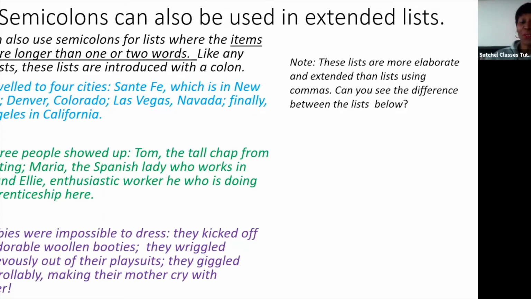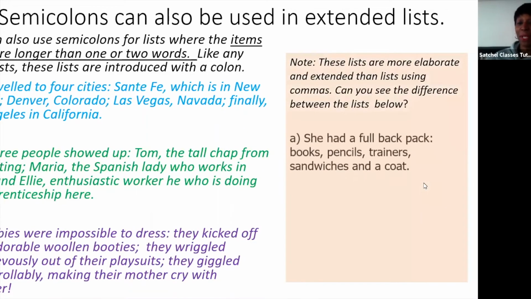They kicked off their adorable woolen booties; they wriggled mischievously out of their play suits; they giggled uncontrollably, making their mother cry with laughter. So again, it's the actions in the list that have been separated. So we're separating places, separating people, separating actions. But we need to note that these lists are more elaborate and extended than lists using commas. So can you see the difference with the lists below?